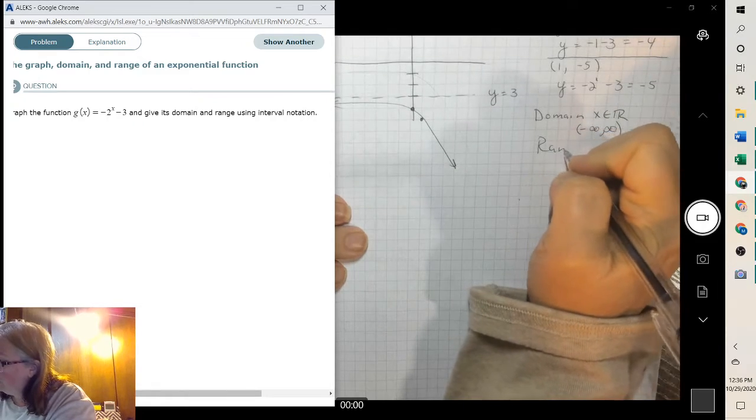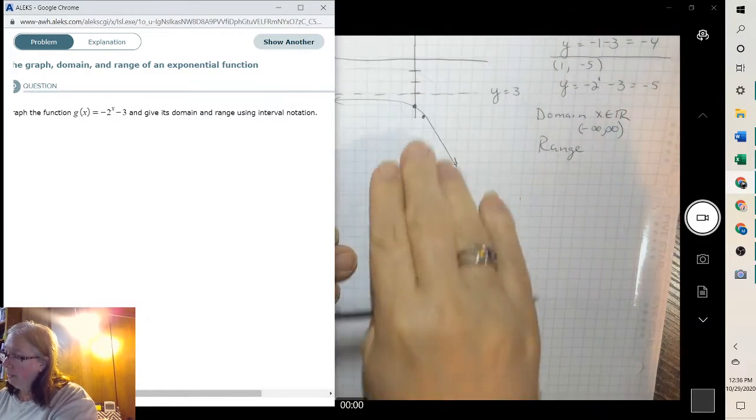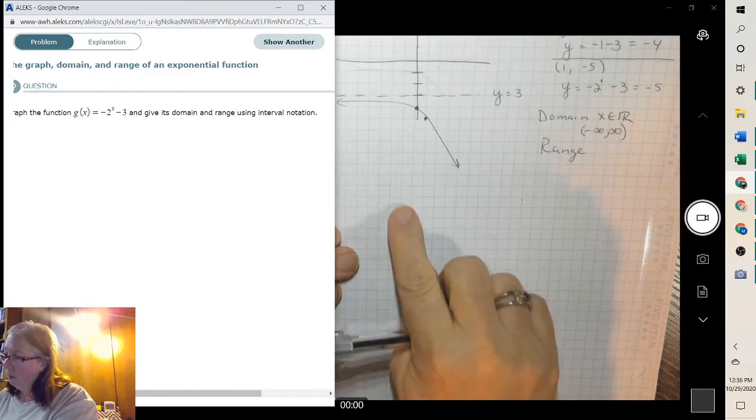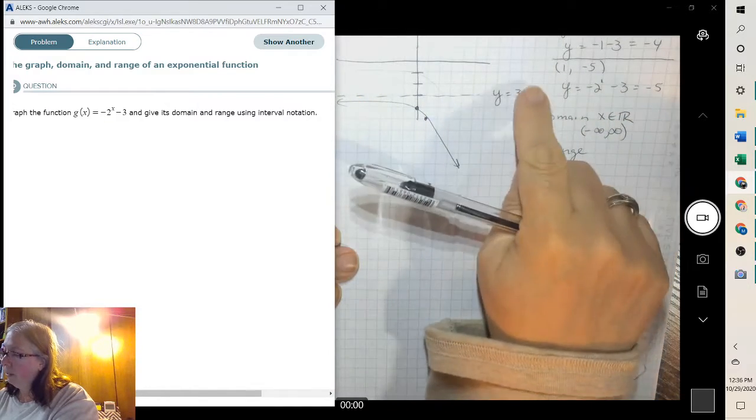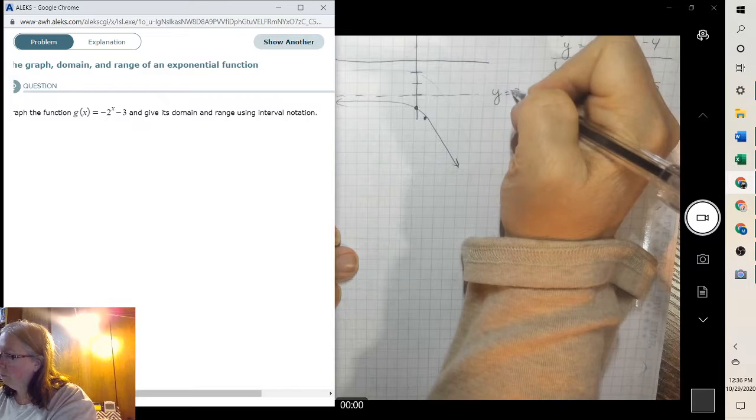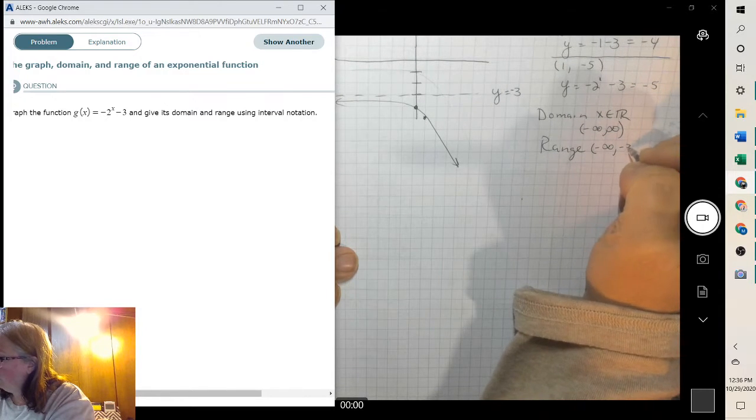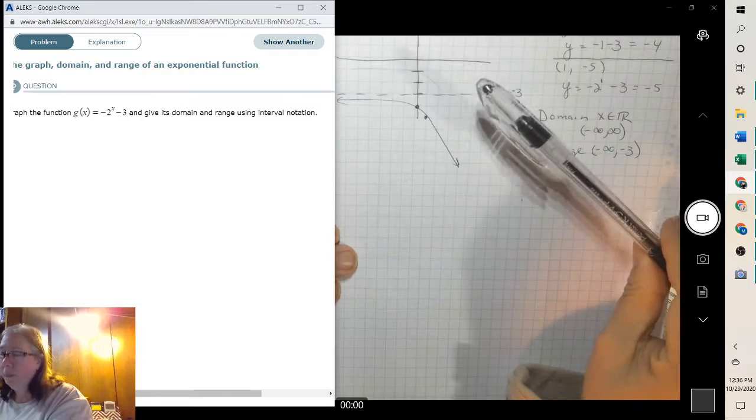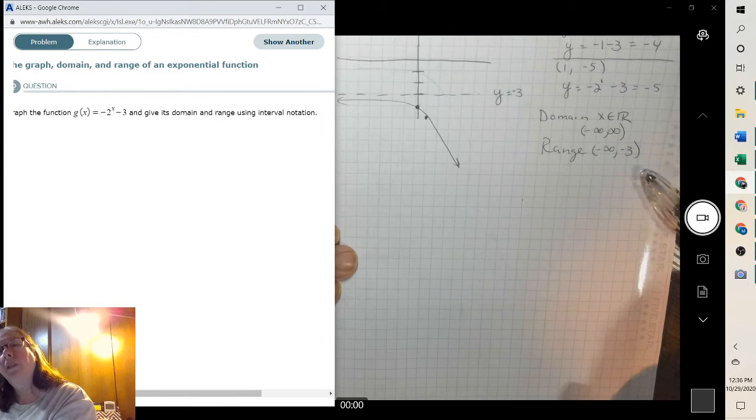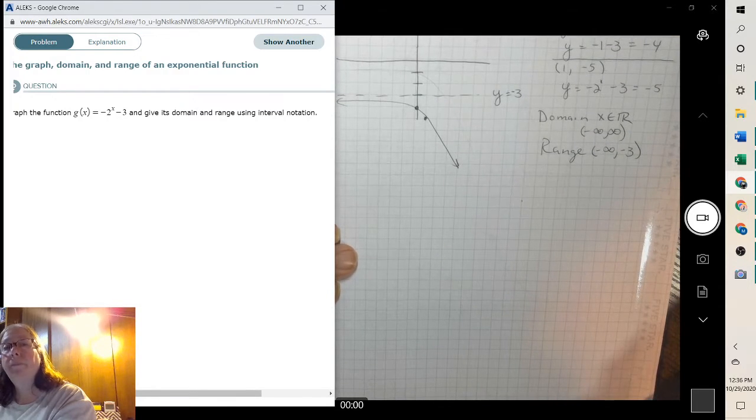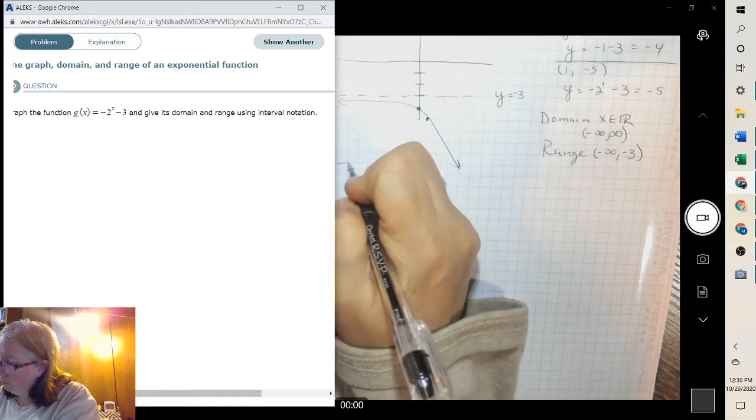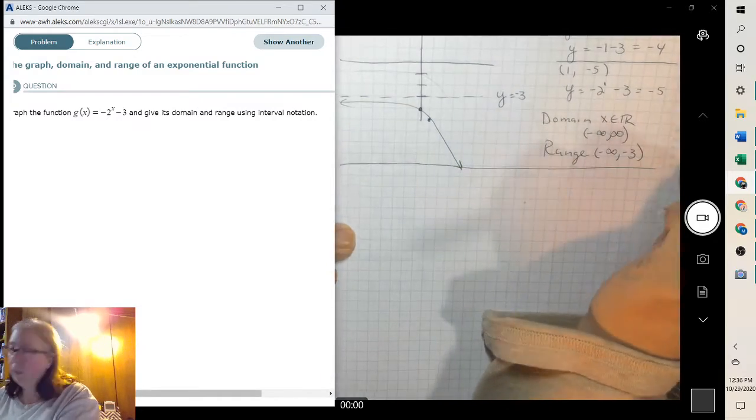The range, notice it's all the negative values because this is going down, but it stops at -3 at the asymptote. So it's going from -infinity to -3. And it's approaching it, but it's not touching it, so it's a parenthesis. Let's try another one.